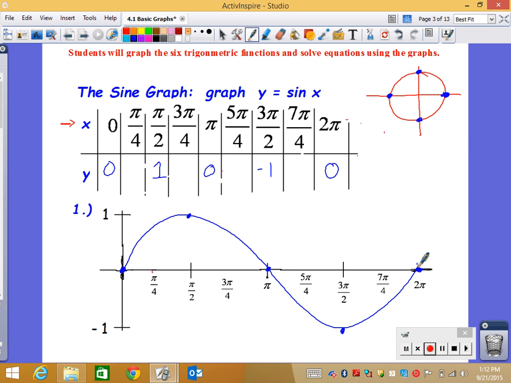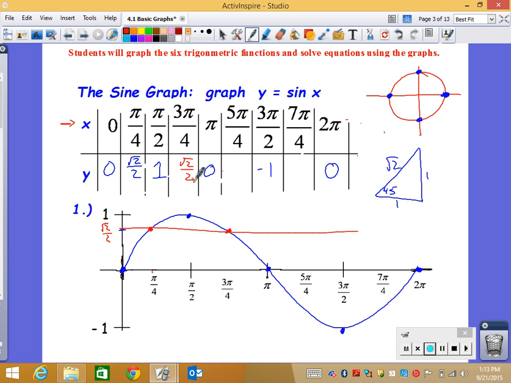So if we take pi over 4, if we think back to our special triangles, 45, 45, 90, I know I have 1, 1, square root 2. So if we think about the sine of that, it's square root 2 over 2 when we rationalize. Well, square root 2 over 2 is about right there. So we get a point, pi over 4, square root 2 over 2. And if we notice, there's another point on this graph where it crosses square root 2 over 2. Well, that's 3 pi over 4.